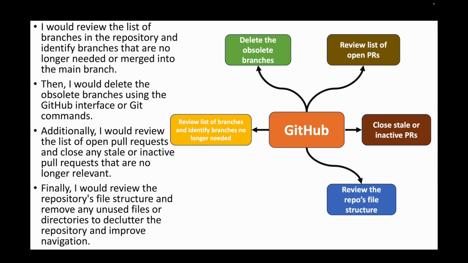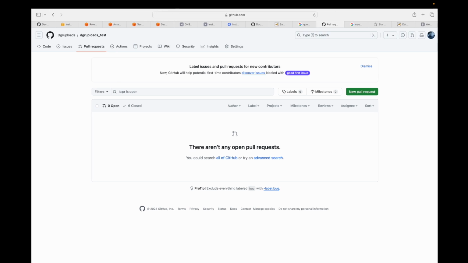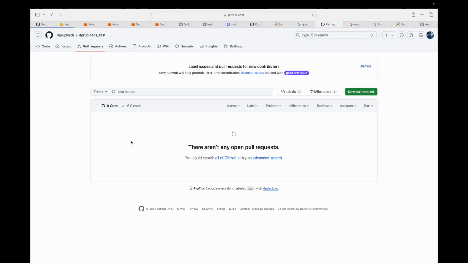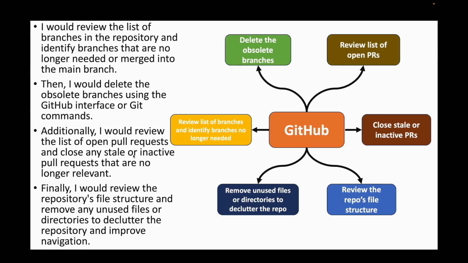Finally, we can review the repository's file structure and remove any unused files or directories. And this will help us to declutter the repo and also improve the navigation. So, go to the repo, see if there are any files that we are no longer using, delete those files, and this will help us to declutter our repo and also help navigate through the repository.